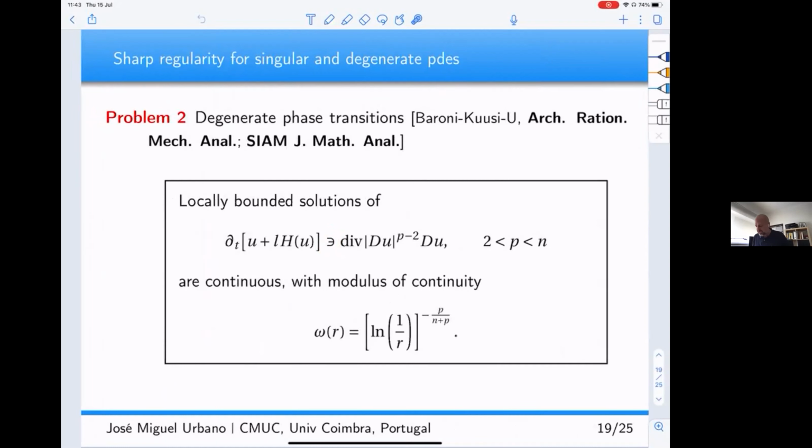And so what we did, and this is work done with Paolo Baroni, who is now in Parma, and Tuomo Kuusi, who was at Aalto at the time and is now at the University of Helsinki, we proved this first in the interior and then up to the boundary. We knew that solutions were continuous for this problem, but we derived this precise modulus of continuity that I've written down here.